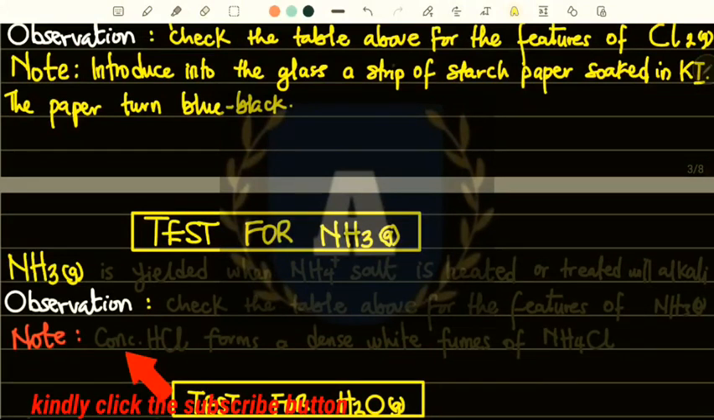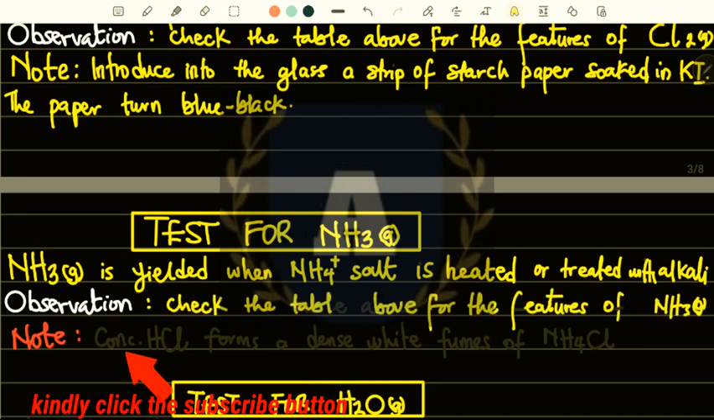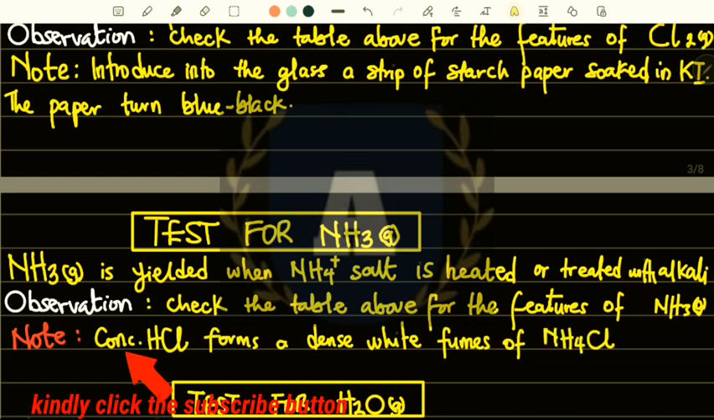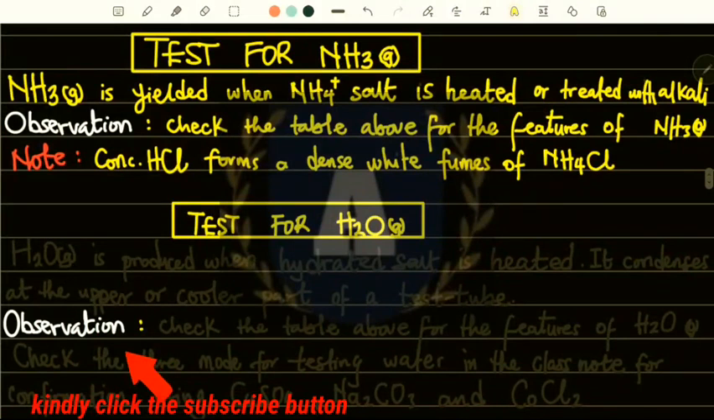Now, ammonia gas is yielded when an ammonium salt is heated or treated with an alkali. So we all know that it is the only alkaline gas and has a pungent smell, like that of a rotten rat. Now, how do they ask us to test? Note a dense white film. Concentrated HCl forms a dense white film with ammonium chloride. All right, so that is how to test for that.